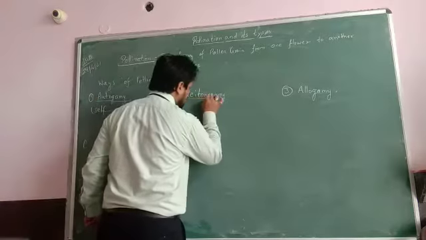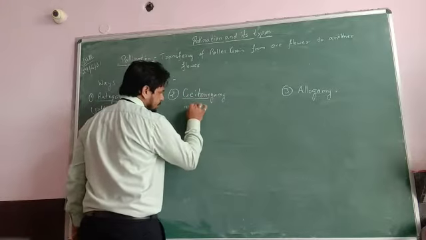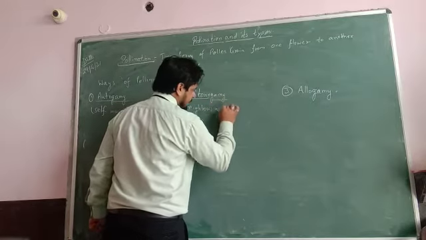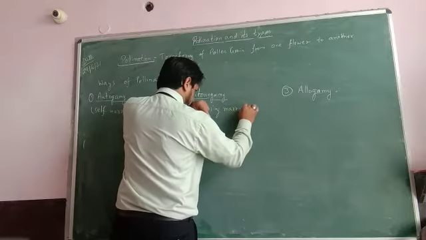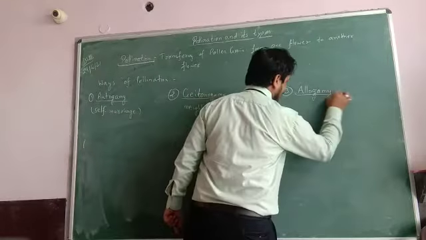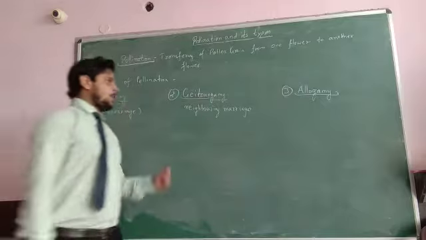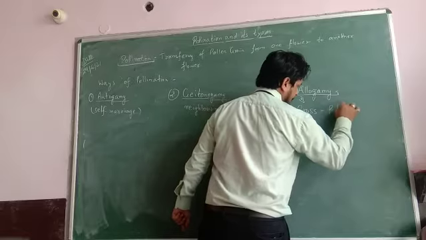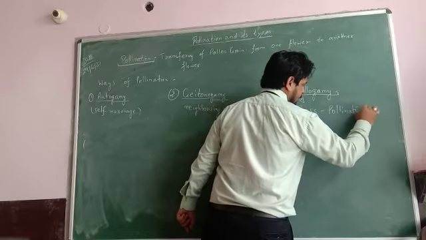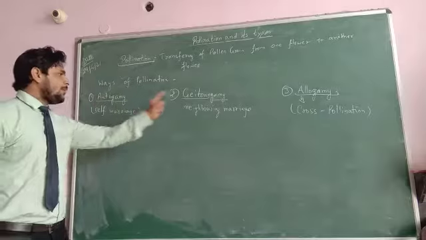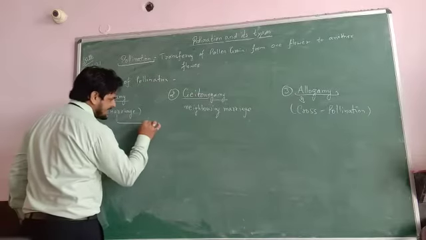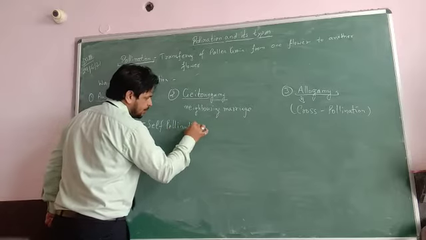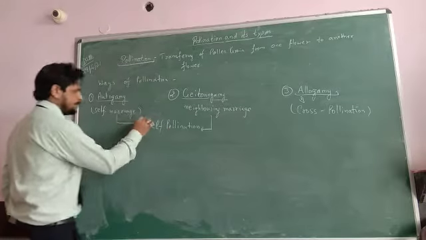Zygnogamy: what is the meaning of zygno? Zygno means neighboring, and gamy means marries. Allogamy is cross pollination. Autogamy and zygnogamy show self pollination.